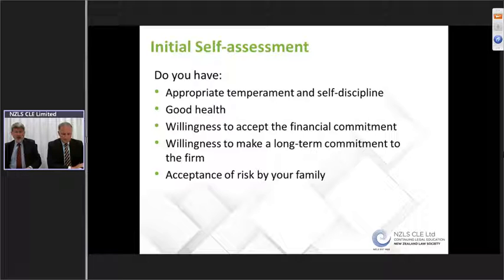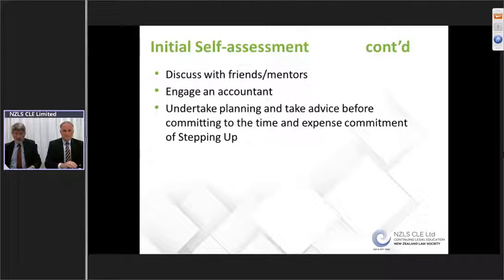Do you have good health? Are you willing to accept the financial commitment that there's going to be in committing yourself to undertaking legal practice on your own account? If you're entering a firm, are you willing to make the long-term commitment to that firm? And is your family going to be willing to accept the longer hours that you're necessarily going to work, maybe your absences from family events, and the sort of commitment that they're going to be asked to make in terms of perhaps not so many holidays as you used to have, and maybe even a lower income initially, because it's not guaranteed that initially your income is going to be what it was as an employed lawyer. It takes a while to build up the momentum in practice.